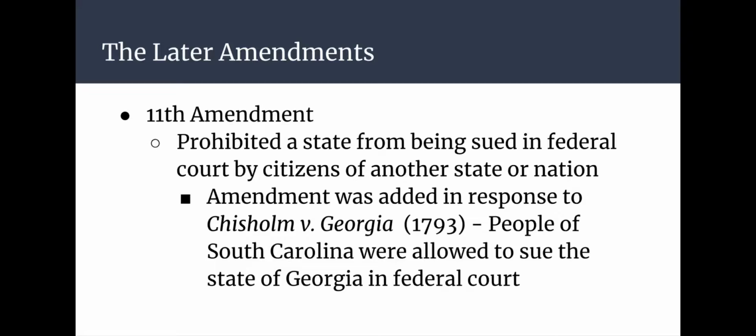This amendment was added in response to a Supreme Court decision, Chisholm versus Georgia in 1793, where the people of South Carolina were allowed to sue the state of Georgia in federal court.